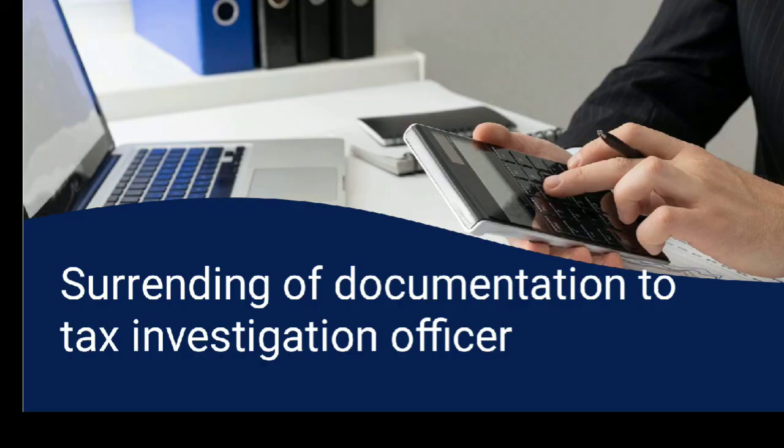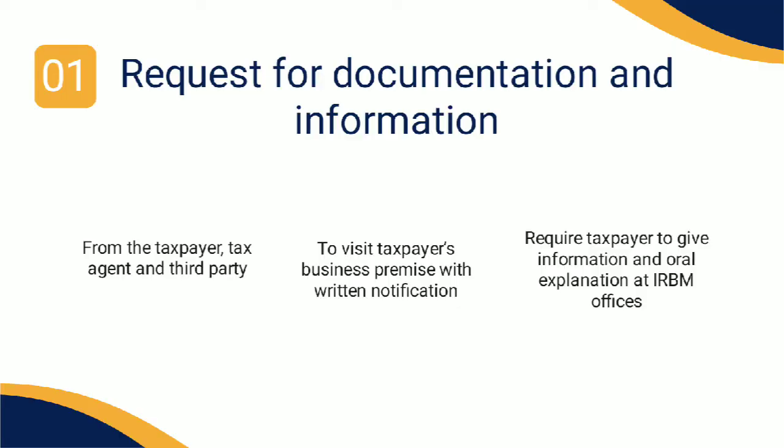Regarding the surrendering of documentation to the tax investigation officer, there are 5 processes that need to be made. The first one is the request for documents and information from the taxpayer, tax agent, and the third party. The taxpayer may be required to give information and oral explanation at IRBM offices. IRBM officers may also visit taxpayers' business premises with written notification given prior to the visit.